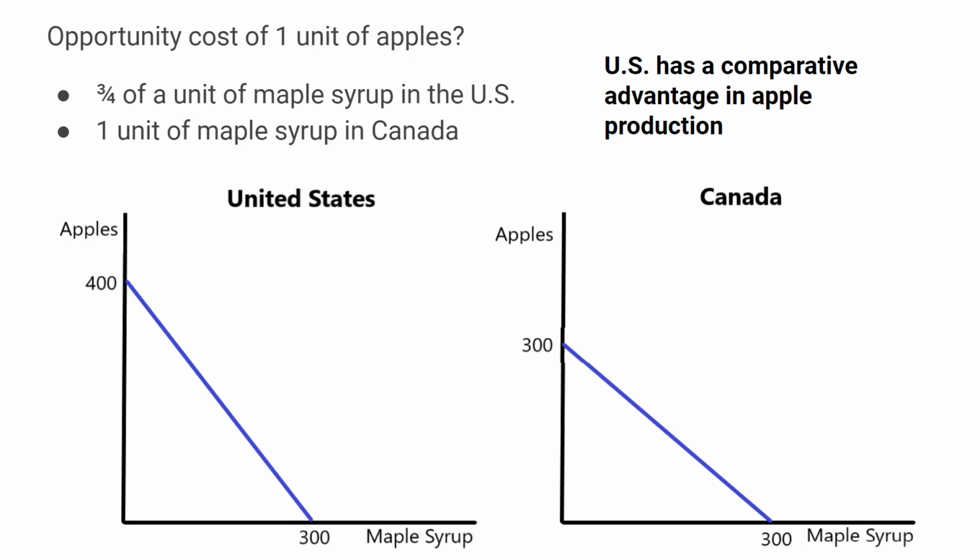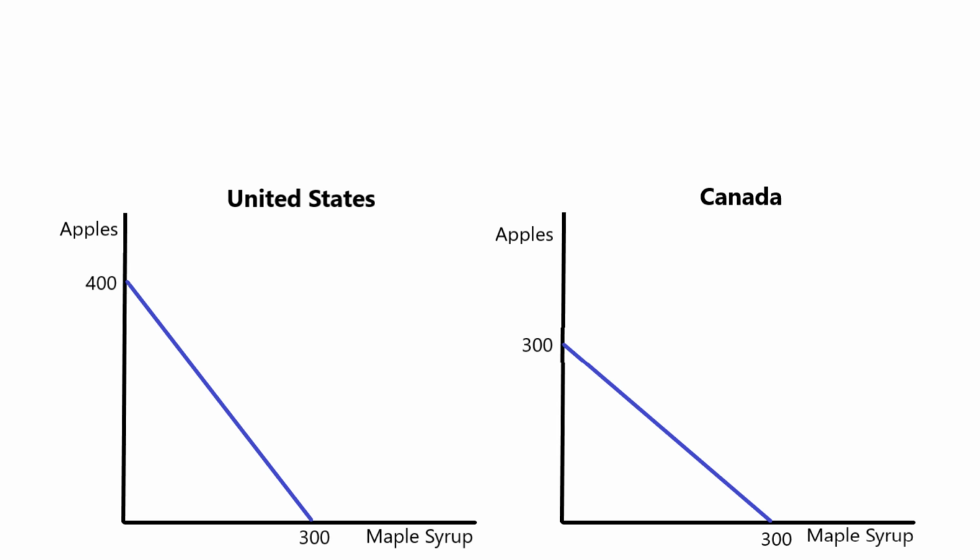We can also look at this in terms of maple syrup production. There's two ways of computing this. One is that if we know that 1 unit of apples costs 3/4 of a unit of maple syrup, the opportunity cost of maple syrup is just going to be the reciprocal of that, which would be 4/3 of a unit of apples. But we can also do that by using the same logic we used to compute the opportunity cost of a unit of apples.